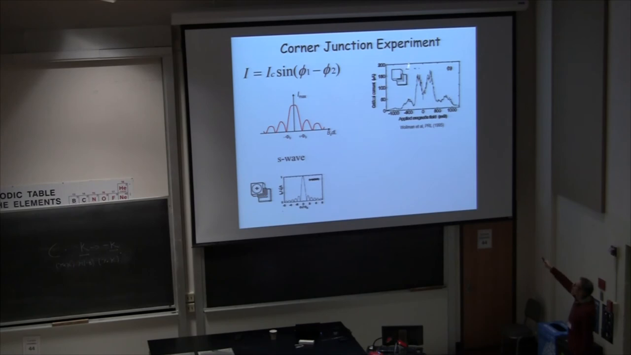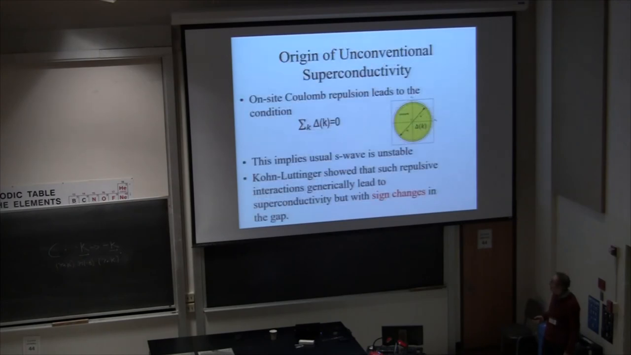This is not the standard junction geometry because we do have a corner, so we have one junction here and another junction here. But we can imagine that if we have what is known as an S-wave superconductor, so that the gap is everywhere the same, then the Josephson current here and the Josephson current here will be the same, right? And so we expect to get this behavior for this kind of junction. However, whoops.